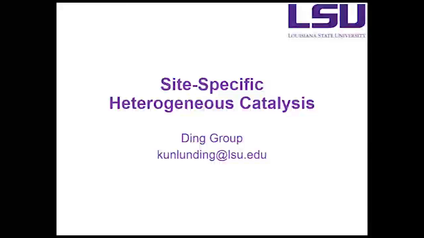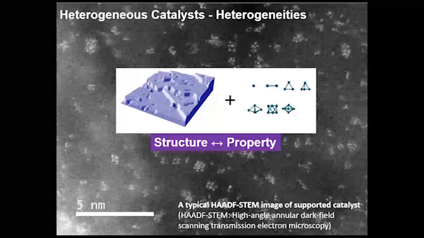Hi there. The research topic in my group is site-specific catalytic catalysis. Many of you may have heard of the concept of catalytic catalysis, but what you may not know is the biggest feature of the catalytic catalysis is actually the structural heterogeneity. Because many of the catalytic catalysts are composed of defective surface with all kinds of surface species, and that will give you very complex surface structures.